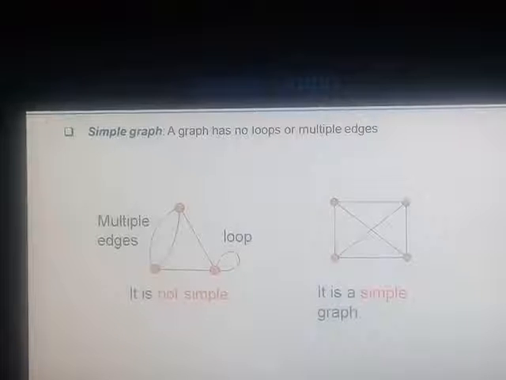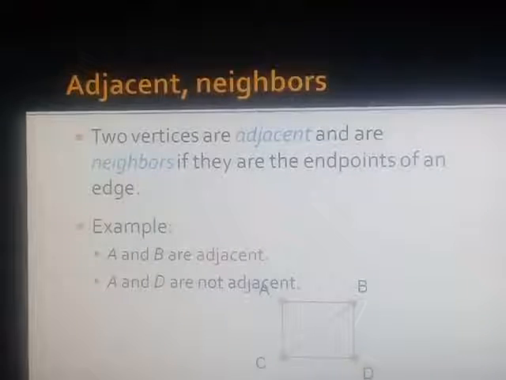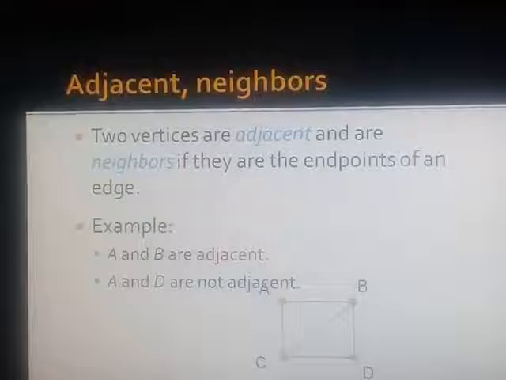We have considered another example, but this graph contains a loop and multiple edges, so this graph is not a simple graph. Next one is adjacent. Two vertices are adjacent and are neighbors if they are the endpoints of an edge, that is called adjacent.